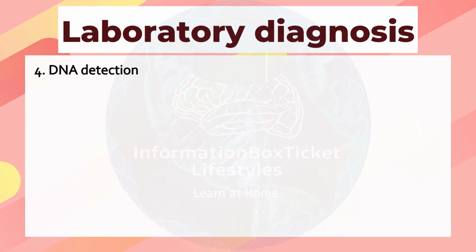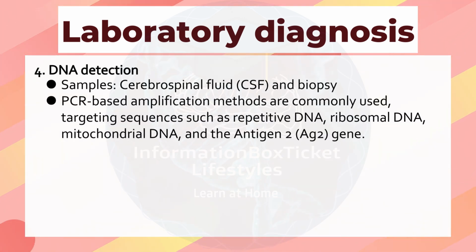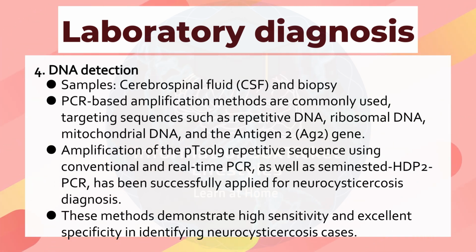Fourth, DNA detection. Samples: cerebrospinal fluid and biopsy. PCR-based amplification methods are commonly used, targeting sequences such as repetitive DNA, ribosomal DNA, mitochondrial DNA, and the antigen 2 gene. Amplification of the T-Sol9 repetitive sequence using conventional and real-time PCR, as well as semi-nested HDP2 PCR, has been successfully applied for neurocysticercosis diagnosis. These methods demonstrate high sensitivity and excellent specificity in identifying neurocysticercosis cases.